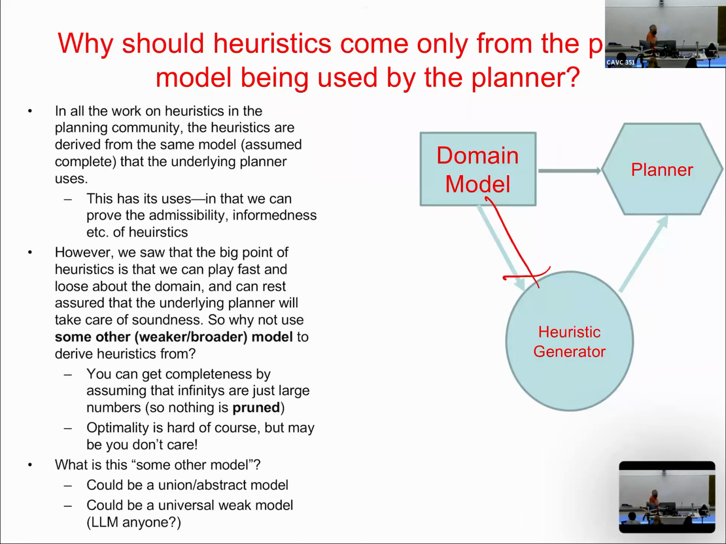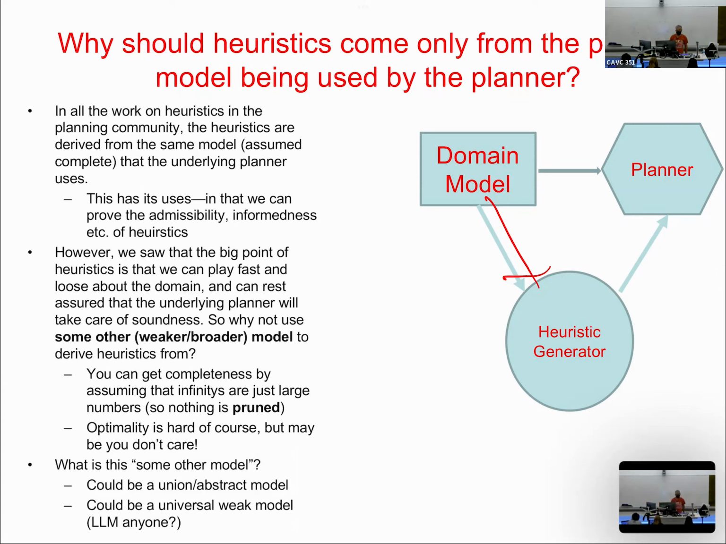It works. And in fact, if you do this, there are all sorts of advantages. You can talk about whether it's complete, whether it's admissible, all that fun stuff. But if all you are thinking of is that the heuristic is just giving guidance to the underlying search, and the underlying search is sound, that is, the planner itself is sound, then why does it matter that I use the same domain model that the planner used? Maybe I can use some other, even weaker domain model. Or I can use a much broader domain model. One worry you might have is that admissibility won't be guaranteed. Yes, admissibility is not guaranteed.